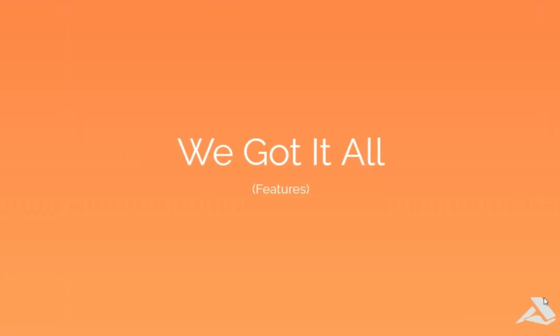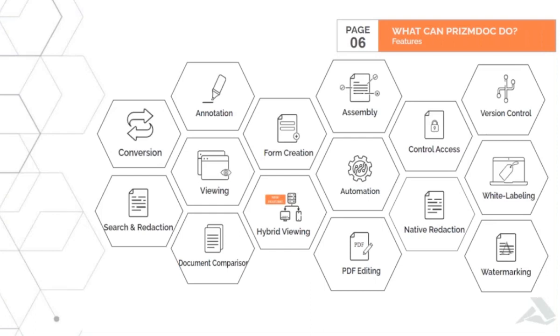All right, let's move on and talk about some of the features. When it comes to features, we've got it all. Prism Doc comes with a robust set of features that allow you to take your application to the next level. First and foremost, as many of you said in your survey, is document viewing. Our viewer was built to handle many different file types without needing to download additional software to do things like convert one file type to another. It also allows you to annotate, search and redact, create forms, and also do document comparison.